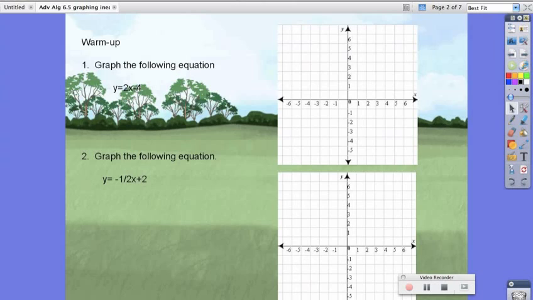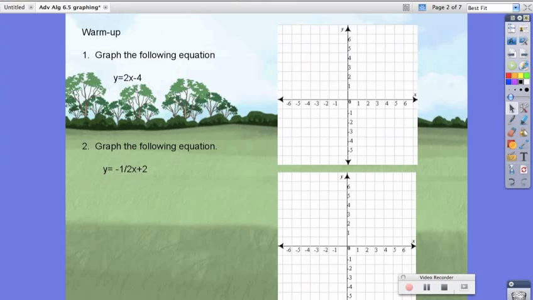So to start, this would be a great time for you to pause the screen and try graphing these two equations on your own. Hopefully you've paused the screen and now we're just working on graphing.